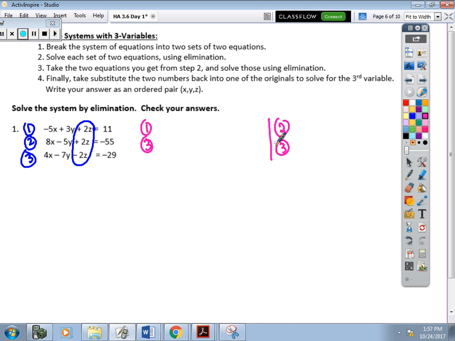Unfortunately, you're not allowed to add all three together because it would not eliminate a variable. If you add all of these together, you would get 2 plus 2 is 4, 4 minus 2 is 2. That wouldn't get you to 0z. So that's why you're going to do sets of two at a time.